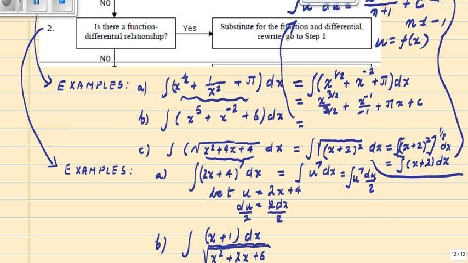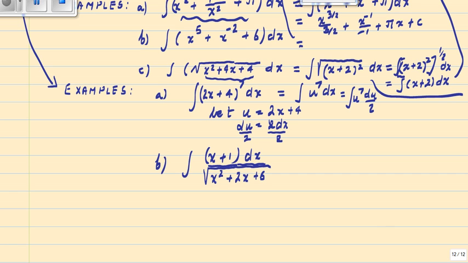Now let's go to example B. In example B, we're looking again. So definitely we cannot integrate using the formula directly. It's not a power, so we're looking for u substitution. So if we let u equal x plus 1, we'll see that that doesn't help. But we have a square root of x squared plus 2x plus 6. And we see that if we let u equal the radicand, then the square root of x squared plus 2x plus 6 can be rewritten: let u equal x squared plus 2x and then plus 6.